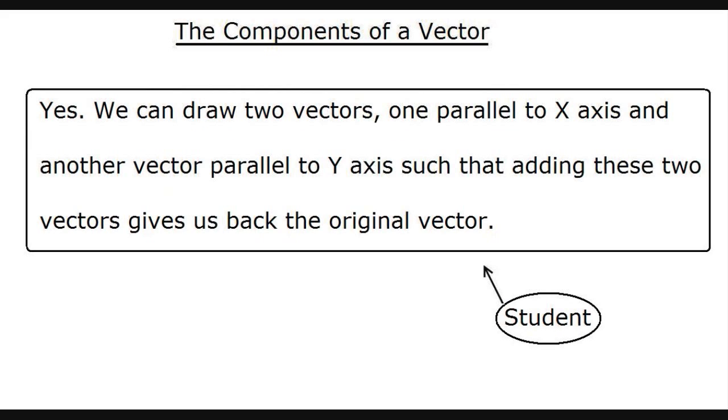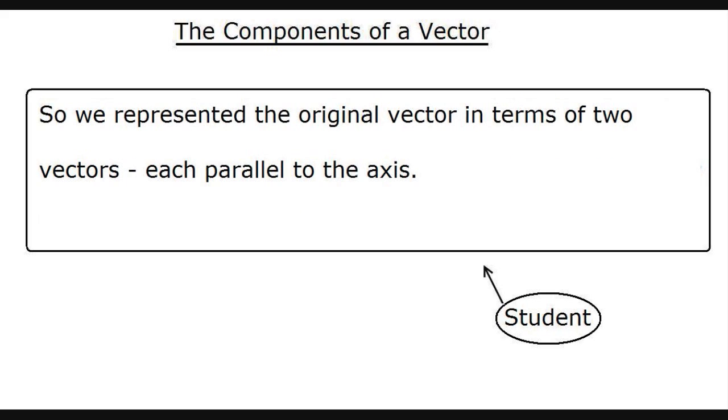Yes. We can draw 2 vectors, one parallel to the x-axis, and another vector parallel to the y-axis, such that adding these 2 vectors gives us back the original vector. So we represented the original vector in terms of 2 vectors, each parallel to an axis.